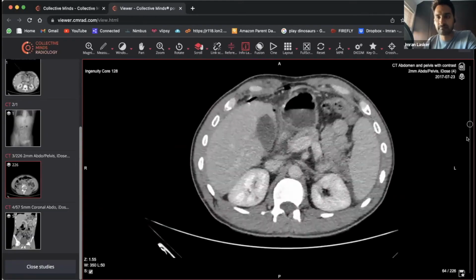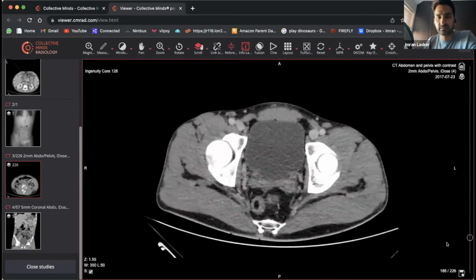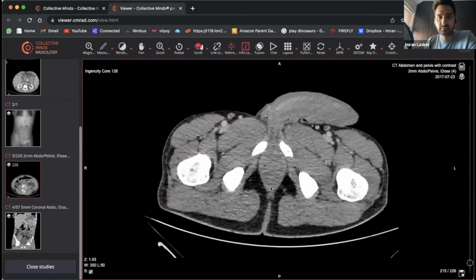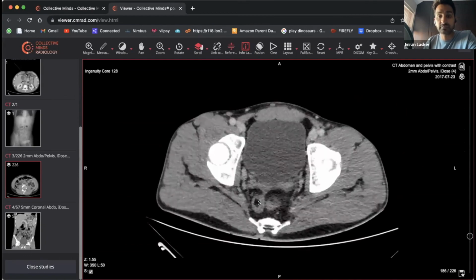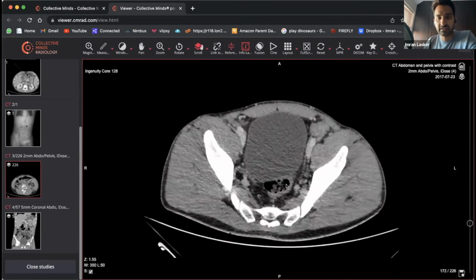Spleen looks okay. So now we've got to do a little bit of work just to make sure that it's not the large bowel that has perforated. So go from the bottom, quite literally, go along like so, and we can see the bowel going this way.